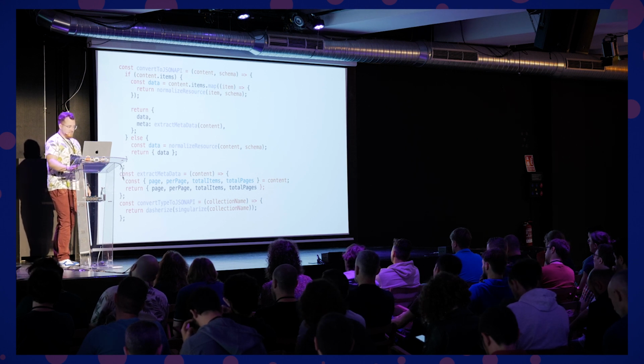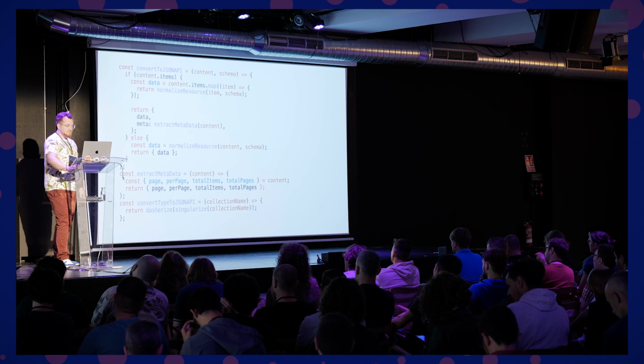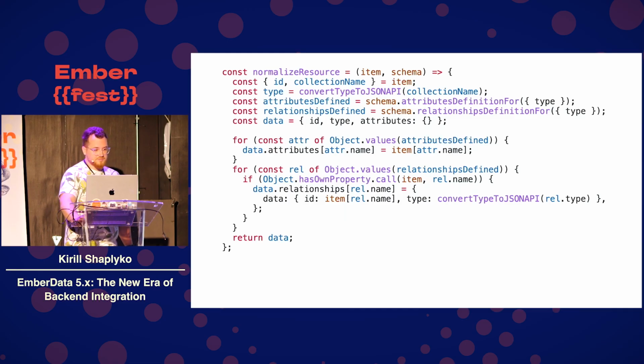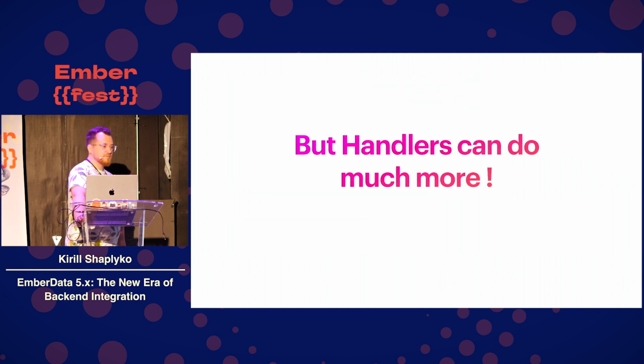So what we do here, we check the content, we extract the meta, and then we normalize response. From the schema, by identifier, we get the attributes definition and relationship definition. And then we process these maps and get the values on the data object, right? This is all good. It's a little bit different from how it used to be, but it's still pretty much acceptable, right? But the handlers as a concept can do much more.